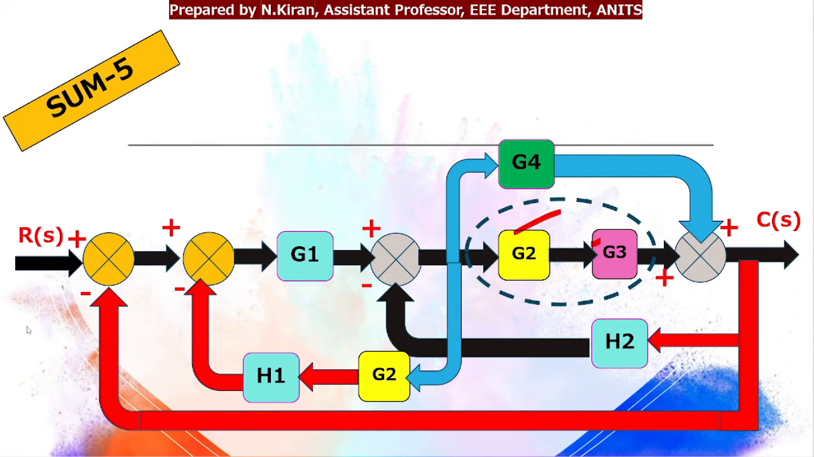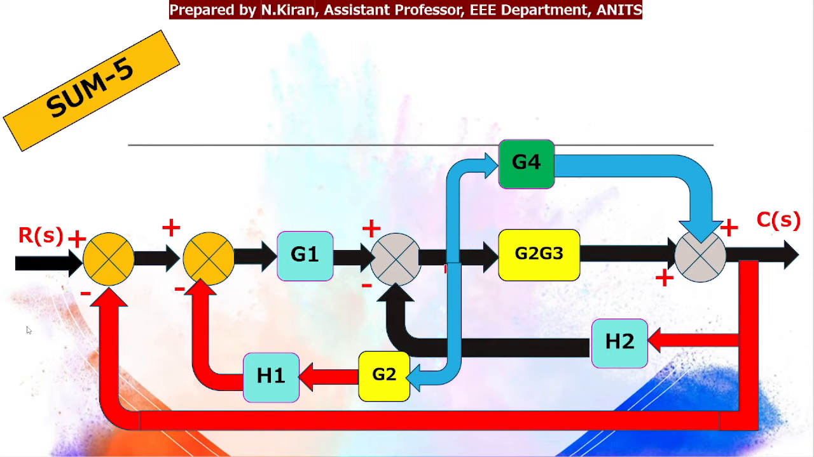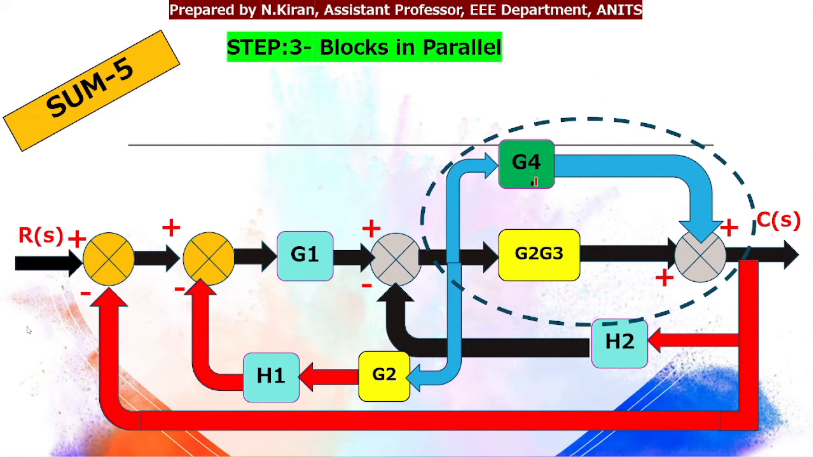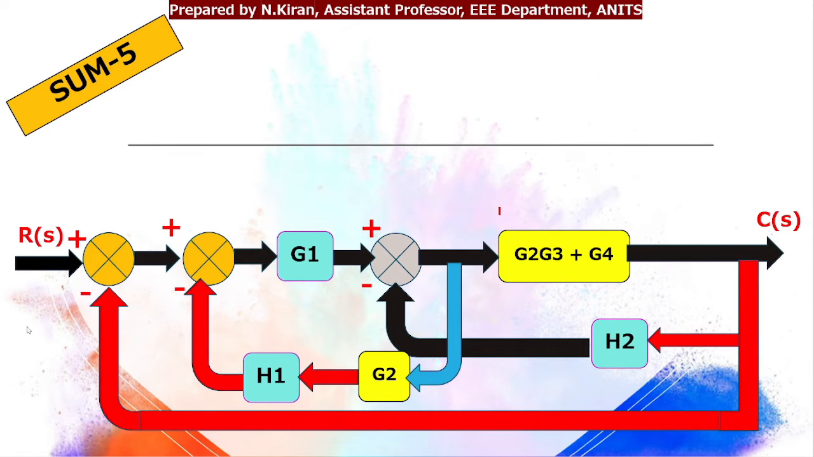In the next step, these two are in cascade, G2 and G3, so that will become G2 into G3. In the next step, these two blocks are in parallel, so that will give me G4 plus G2 into G3. So I'm replacing that with a single block.